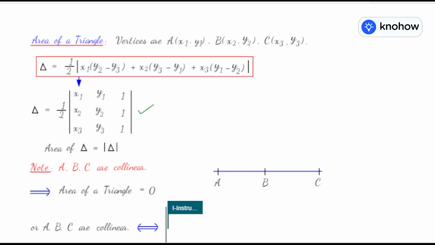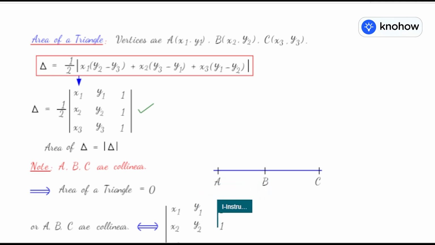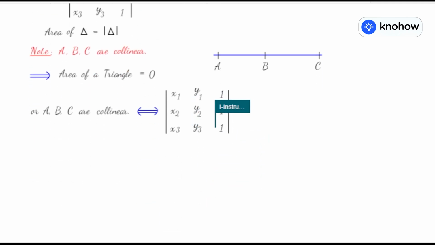So it is the determinant x1, y1, 1, x2, y2, 1, x3, y3, 1. If the value of this determinant is 0, then the 3 points are collinear, and if the points are collinear, then the value of this determinant should be 0. So that is about area of triangle. Now next let me come to the exercise questions.